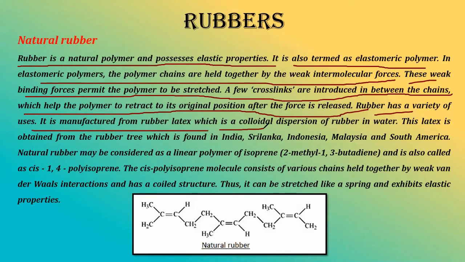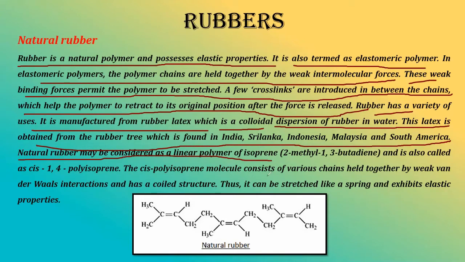There is latex of poppy plant, we people know. Latex of rubber plant, sorry, not poppy. Okay, it's a colloidal dispersion of rubber in water. This latex is obtained from rubber tree found in India, Sri Lanka, Indonesia, Malaysia, and South America. Fine. Natural rubber is nothing but a linear polymer of isoprene.